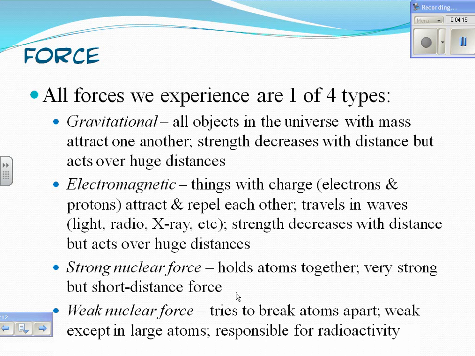There is a limit to this, because there's also something called a weak nuclear force. And this is a force that actually helps to break atoms apart. So when you get a very big atom, things like plutonium or uranium, they're so big that this weak nuclear force is enough to tip the scales and break the atoms apart. This is responsible for radioactivity. So the first 2 you see all the time. The second 2 are really only in atomic nuclei.